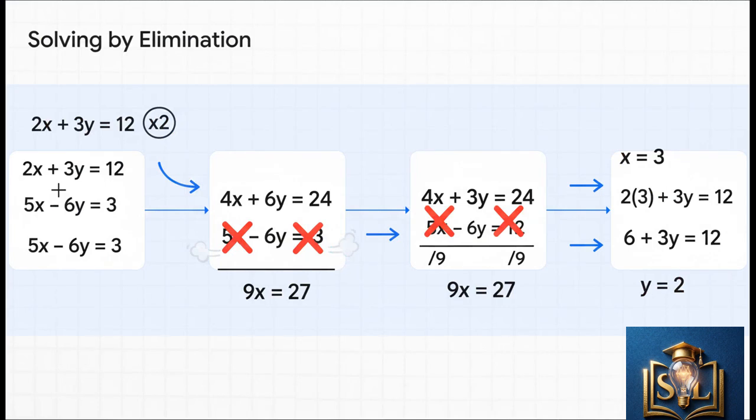First, you might have to multiply one or both of the equations by some number. The goal is to get the number in front of either x or y to be opposites, like a plus 6y and a minus 6y. Because then when you add the two equations together, that variable gets completely eliminated. Poof, gone. You're left with one super simple equation with one variable. Solve that, and then just plug your answer back in to find the other one.